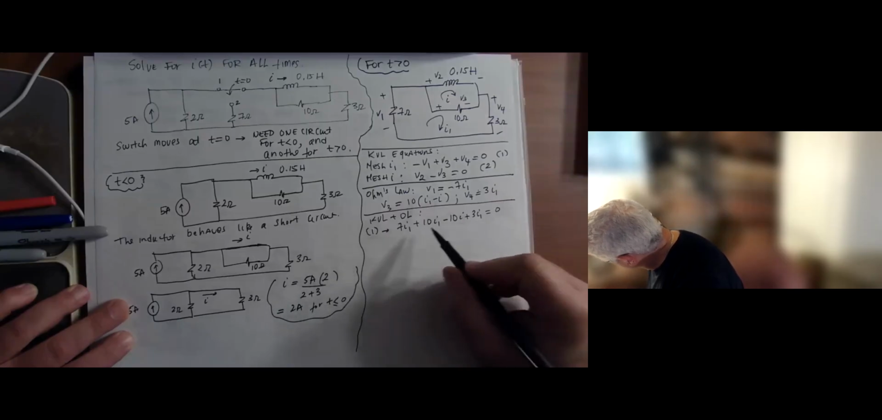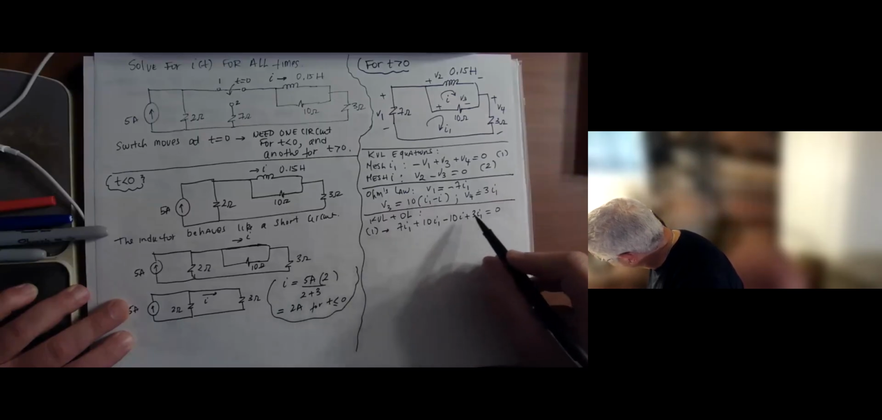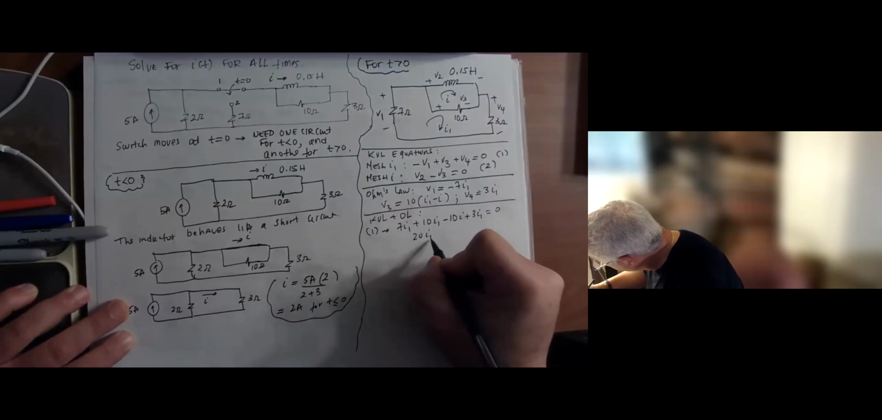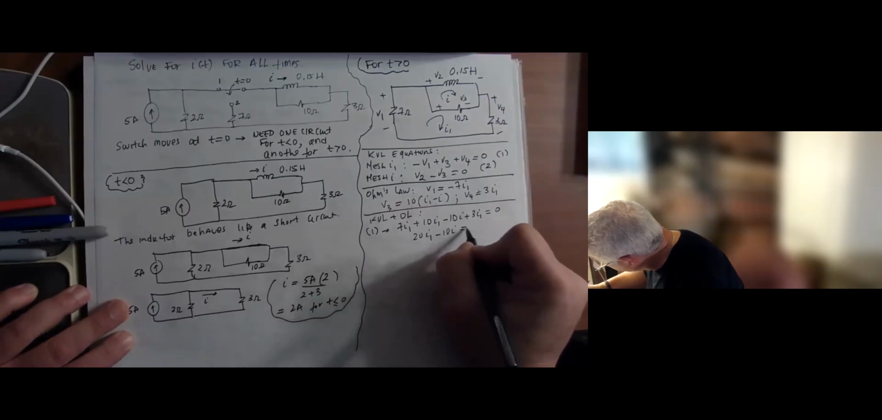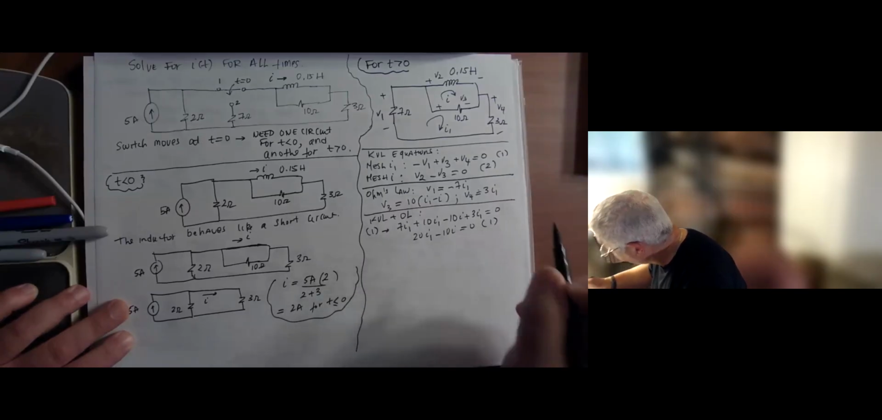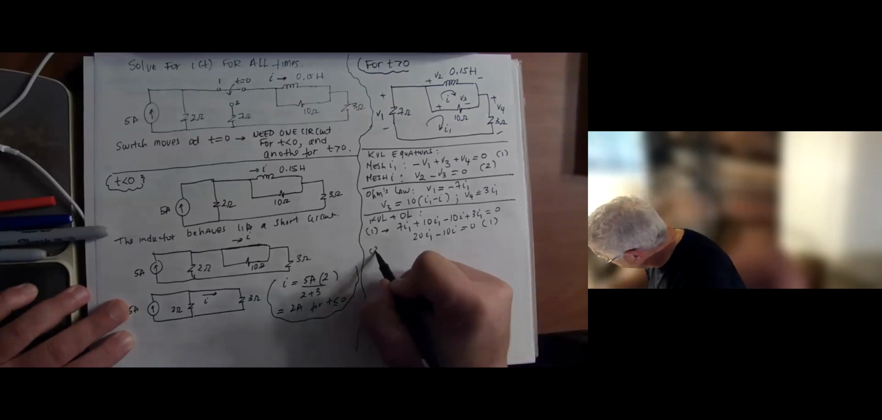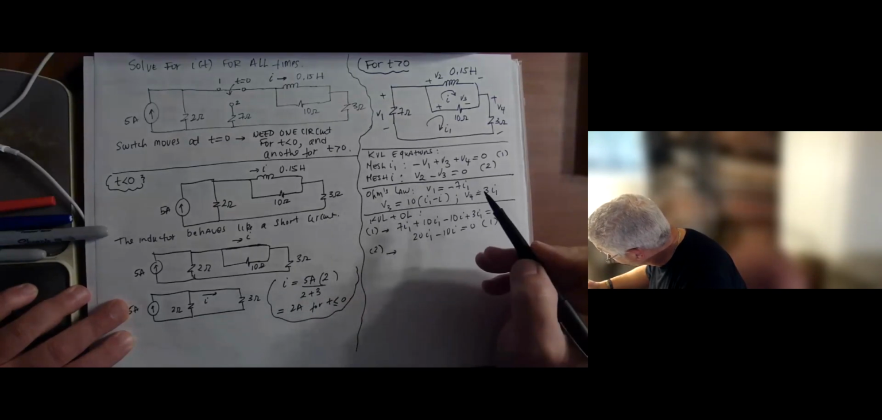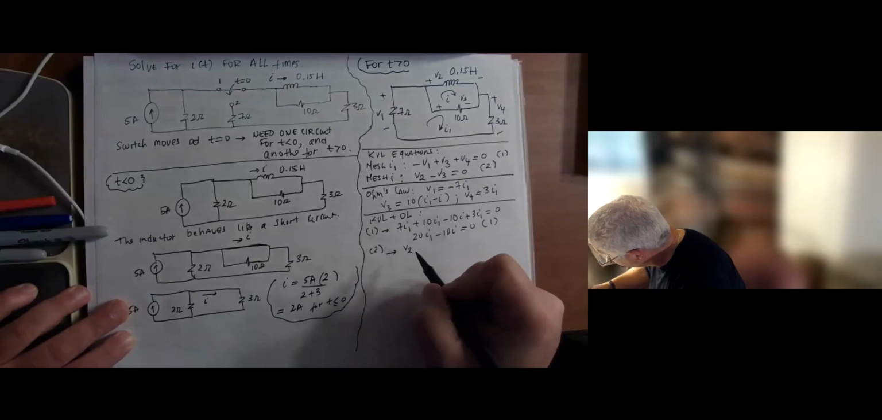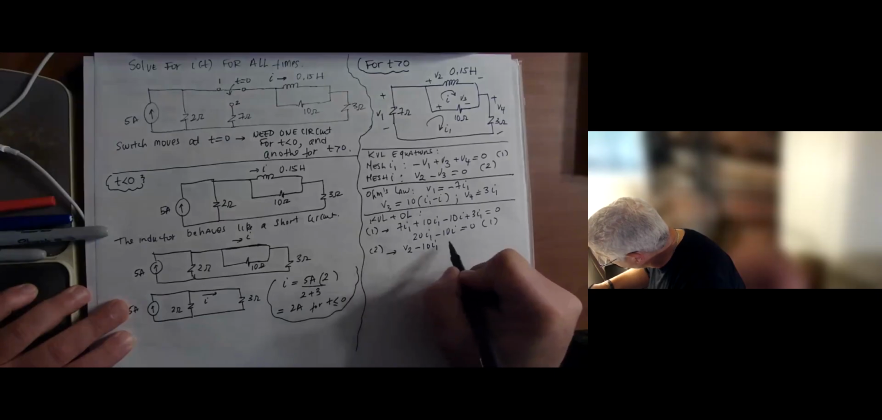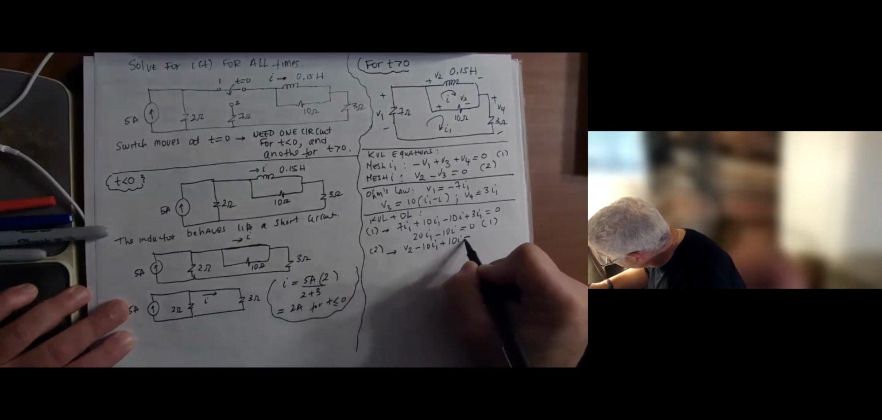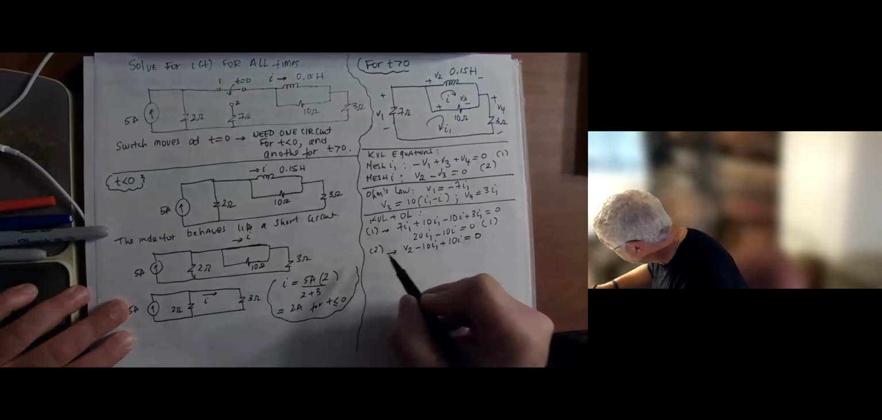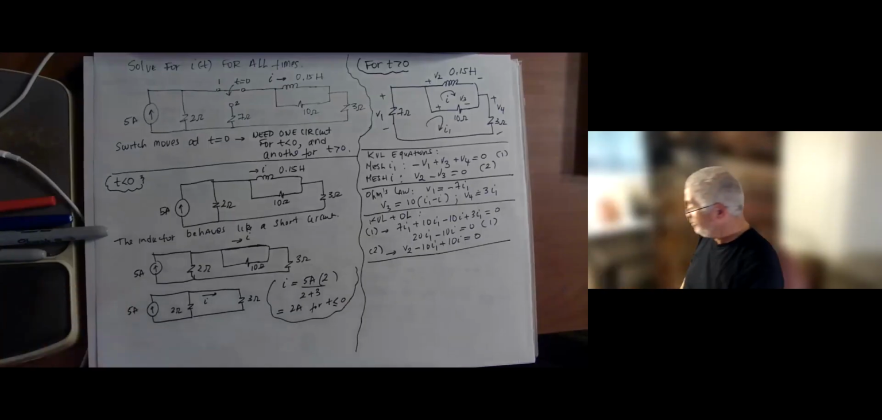I collect terms here. What do we have? 7, 10, 3. So 20I1 minus 10I equals 0. That's my new equation 1. Equation 2: V2, that's the inductor voltage, minus V3, which is minus 10I1 plus 10I, equals 0. So not much I can do with this. Okay, that's equation 3.